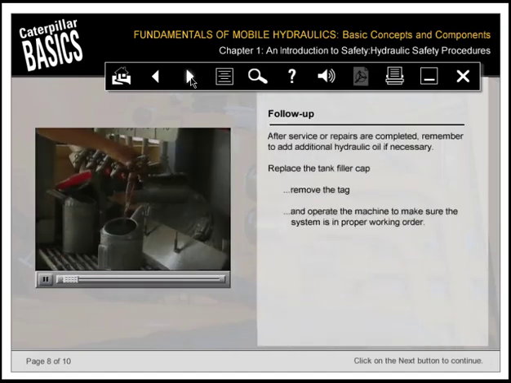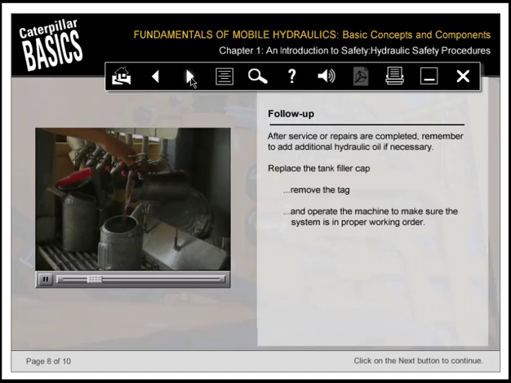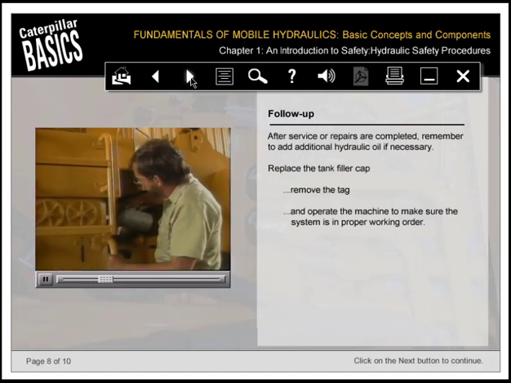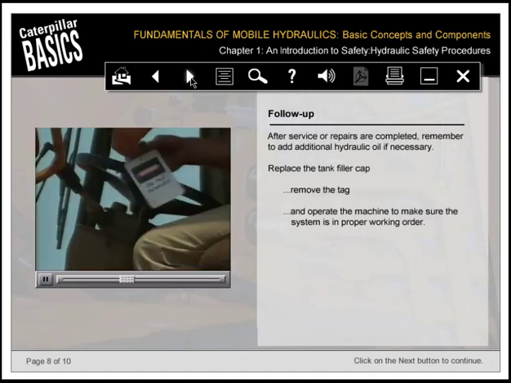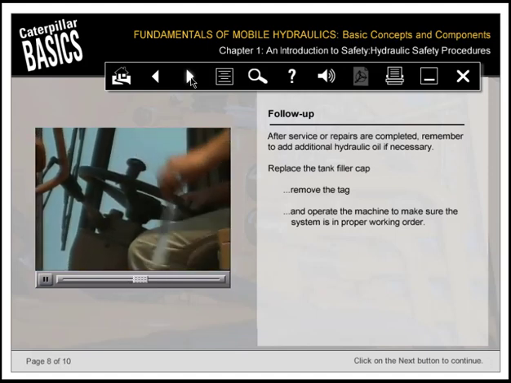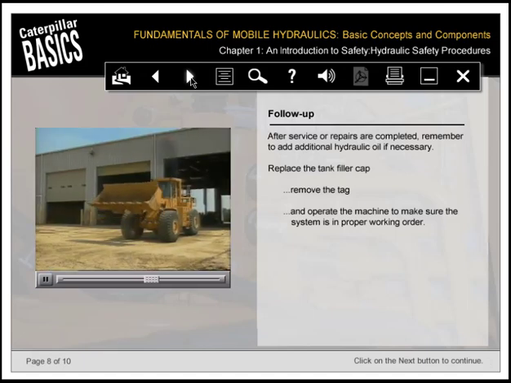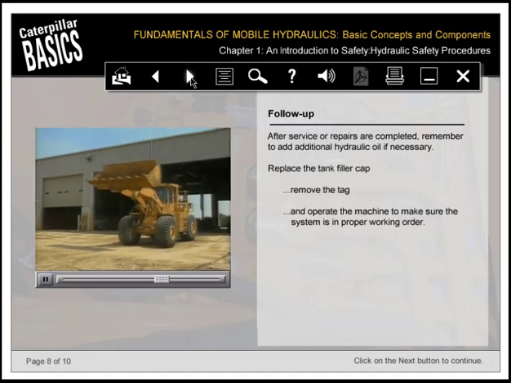After service or repairs are completed, remember to add additional hydraulic oil if necessary. Replace the tank filler cap, remove the tag, and operate the machine to make sure the system is in proper working order.